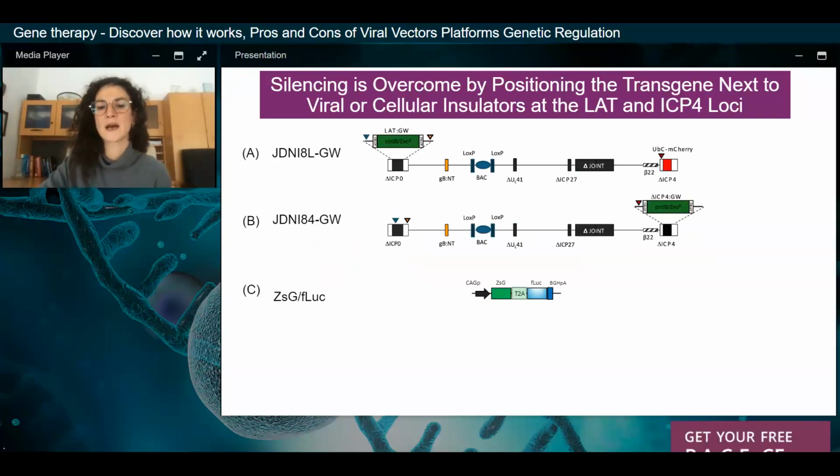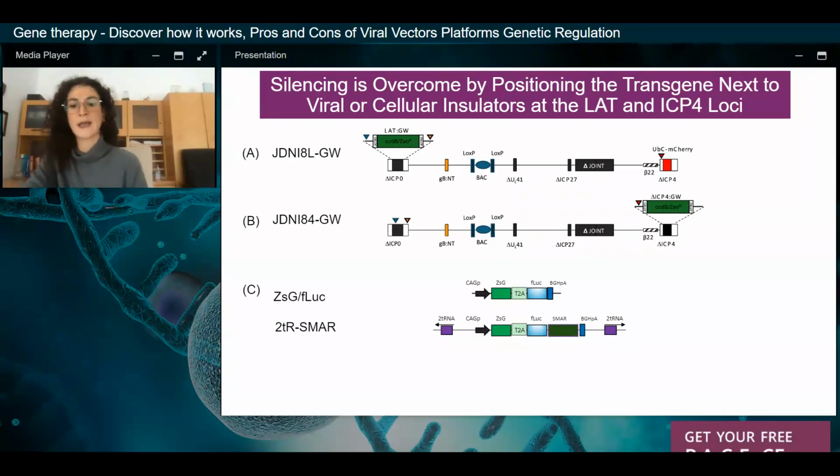So we created a new cassette here in C on the bottom, taking advantage of these cellular elements, and we moved this cassette again, either in the LAT or ICP4 loci, and compared it to the previous cassette where we had just viral insulator.